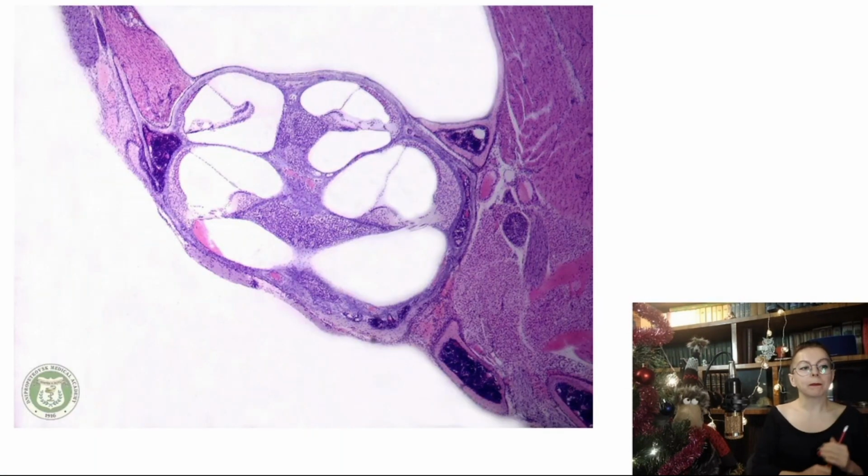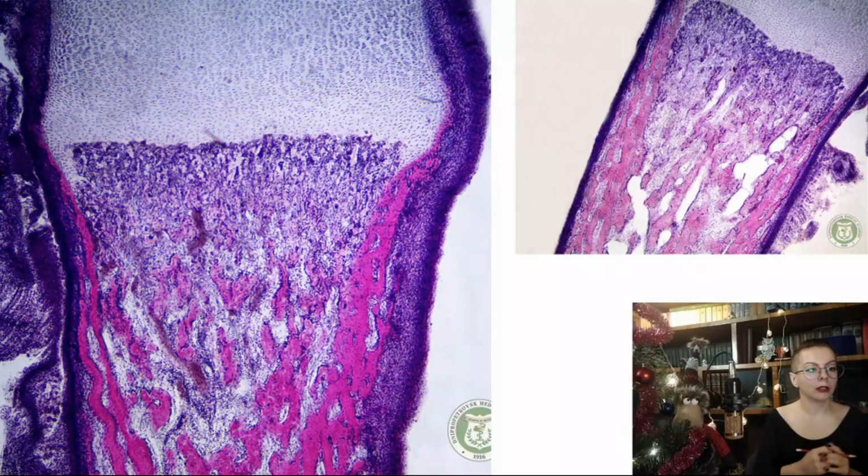Okay, then this specimen is about the internal ear and cochlea. Cochlea with the organ of Corti inside, and I think also it is difficult to confuse with any other specimens. You remember scala media, scala vestibuli, scala tympani, and everything is very unlike other specimens.